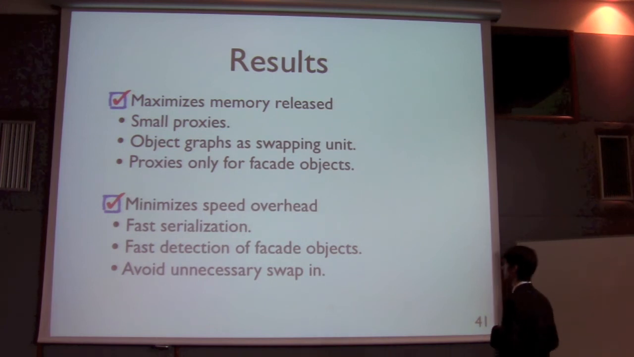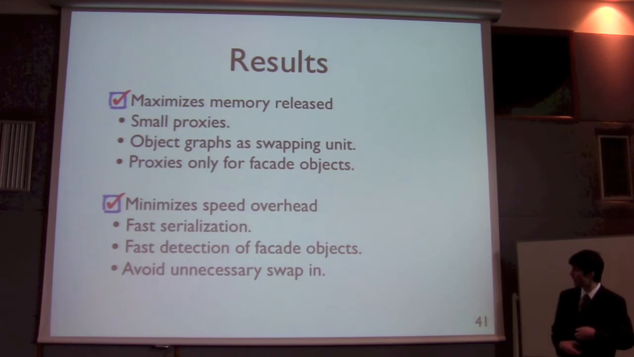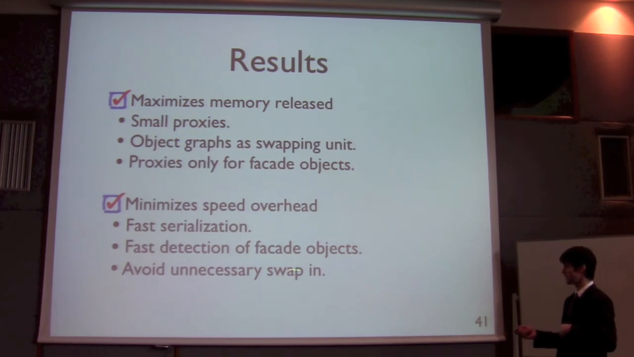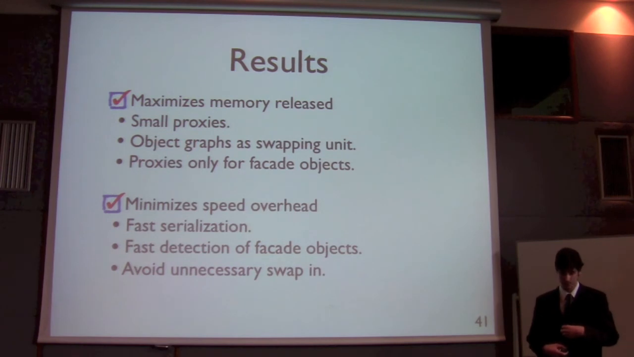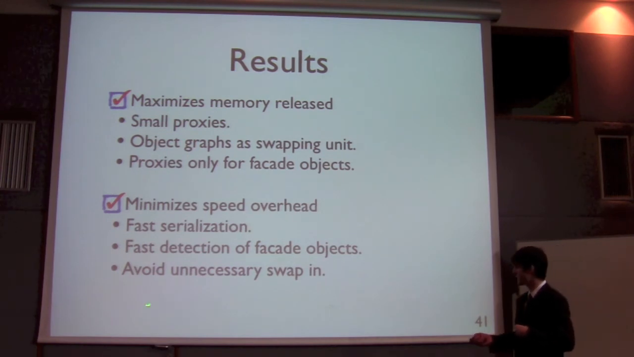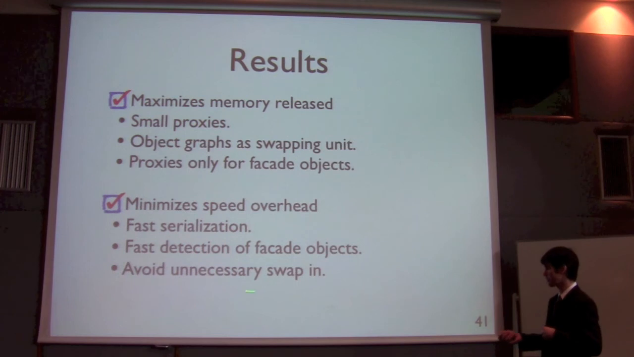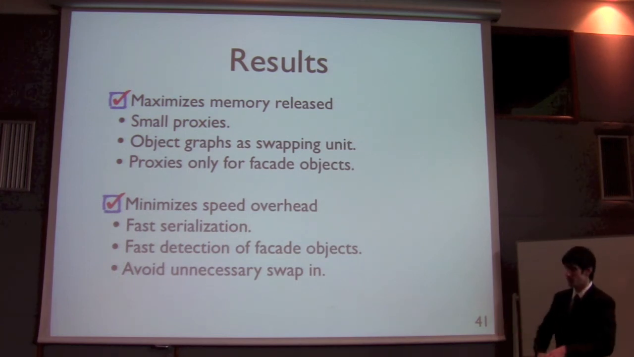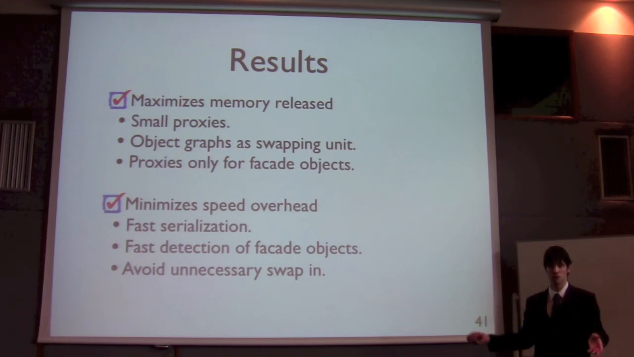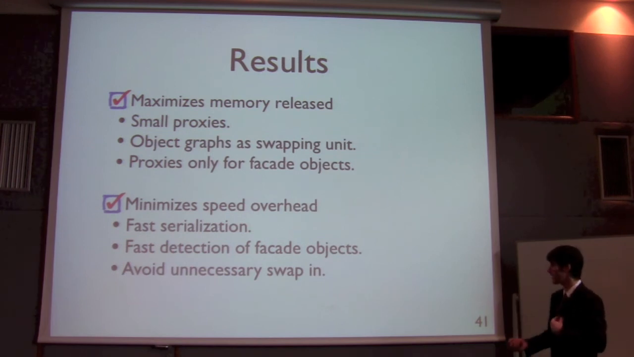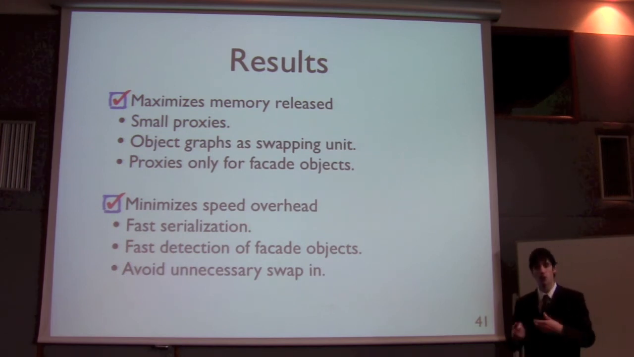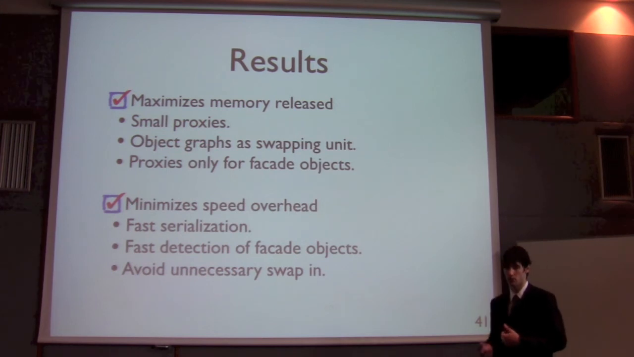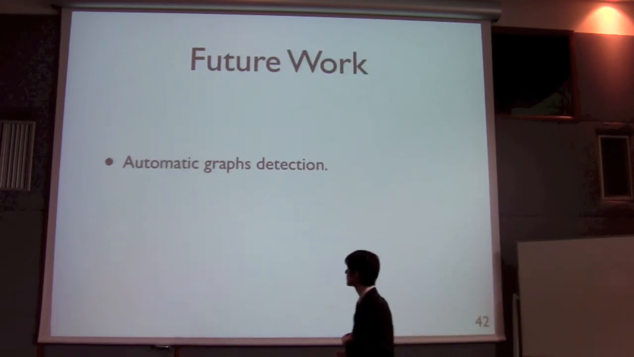To minimize the speed overhead, I have developed a fast serializer. And this is the most important one, the fast detection of facade objects. Finally, and this is related to the special proxies, in Smalltalk, the language where we have implemented Marea, there may be some messages that swap in a lot of things because they send messages, for example, to all the classes of the system or to all the methods. So we have special proxies that avoid possible unnecessary swapping ins. That's also very interesting.